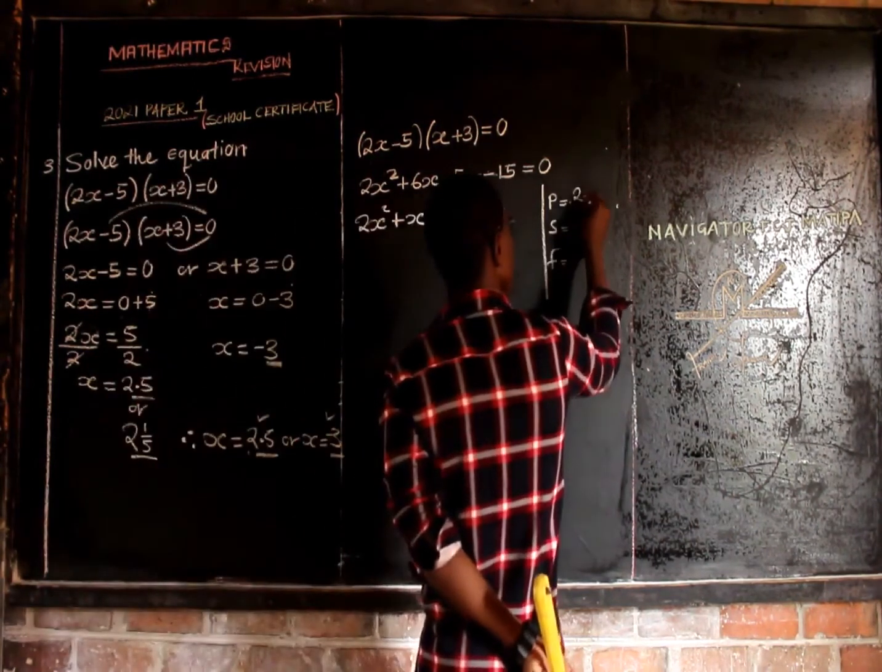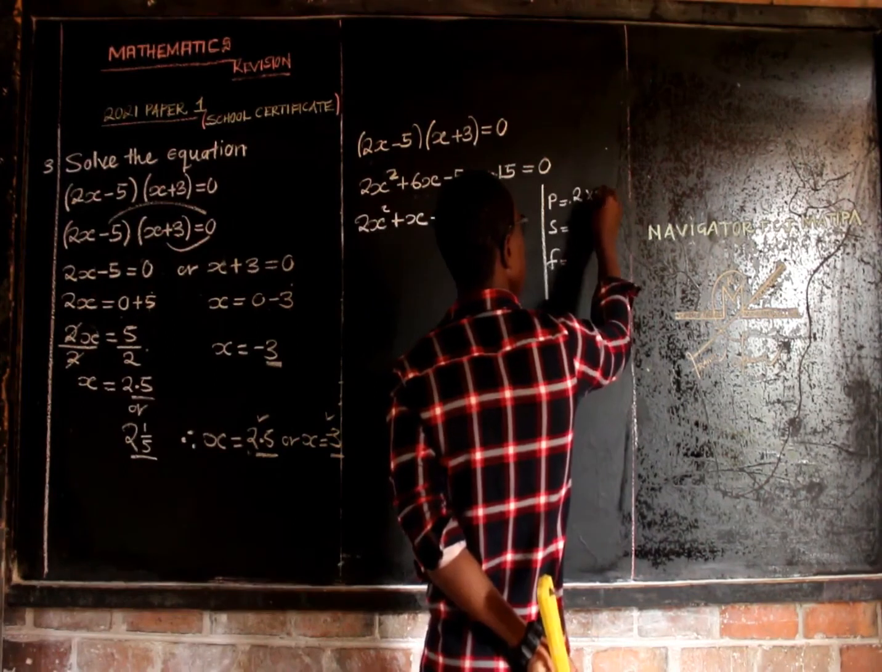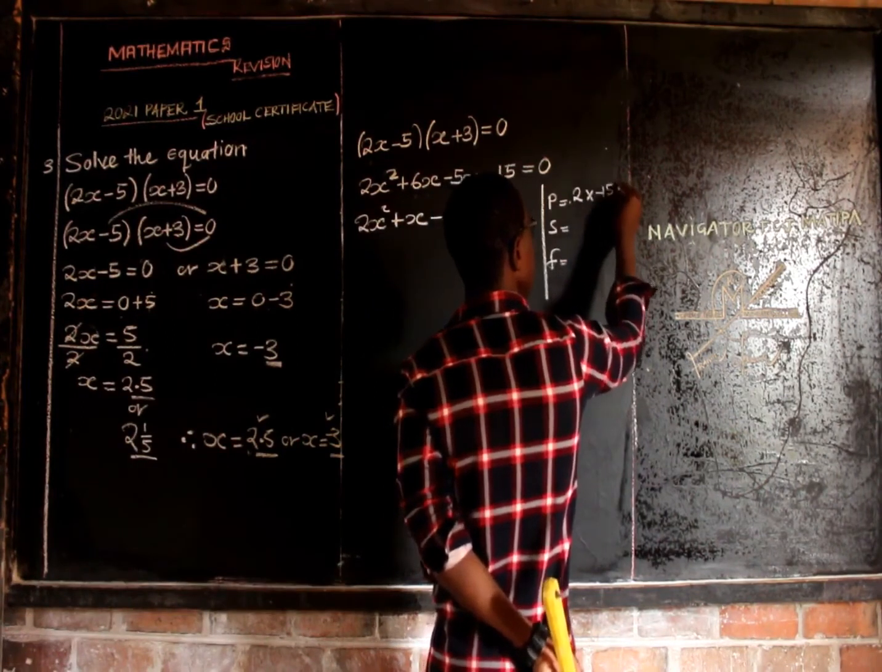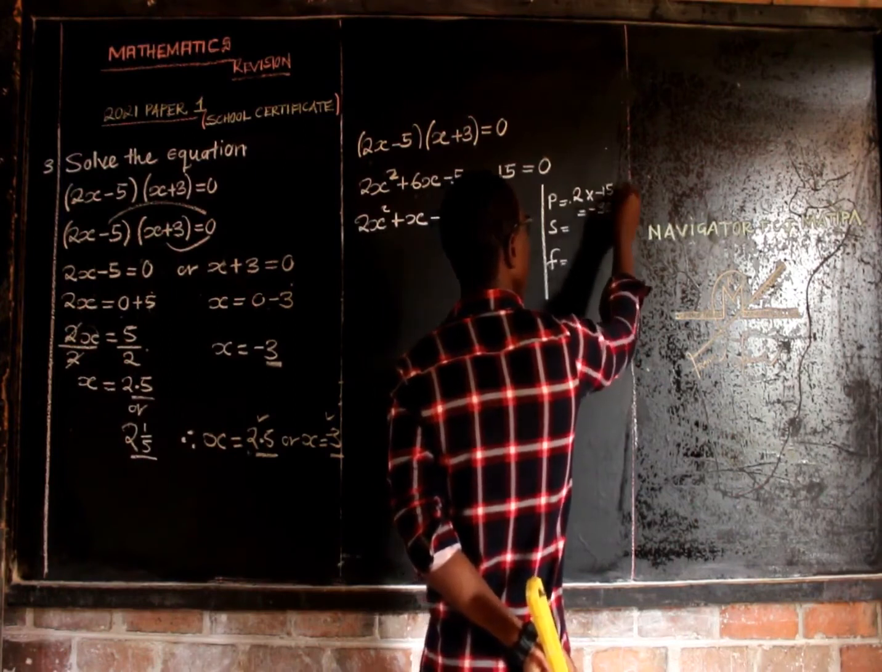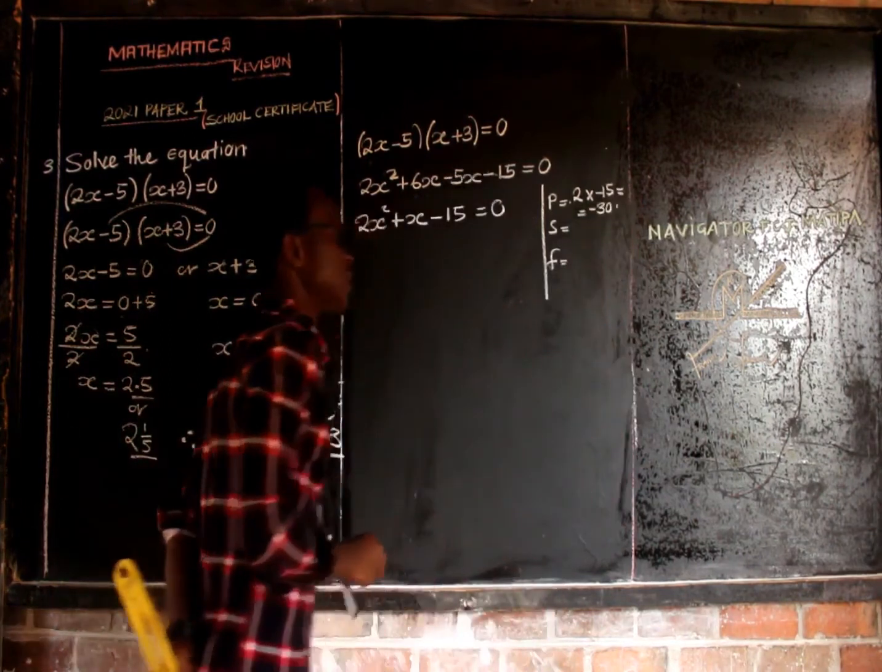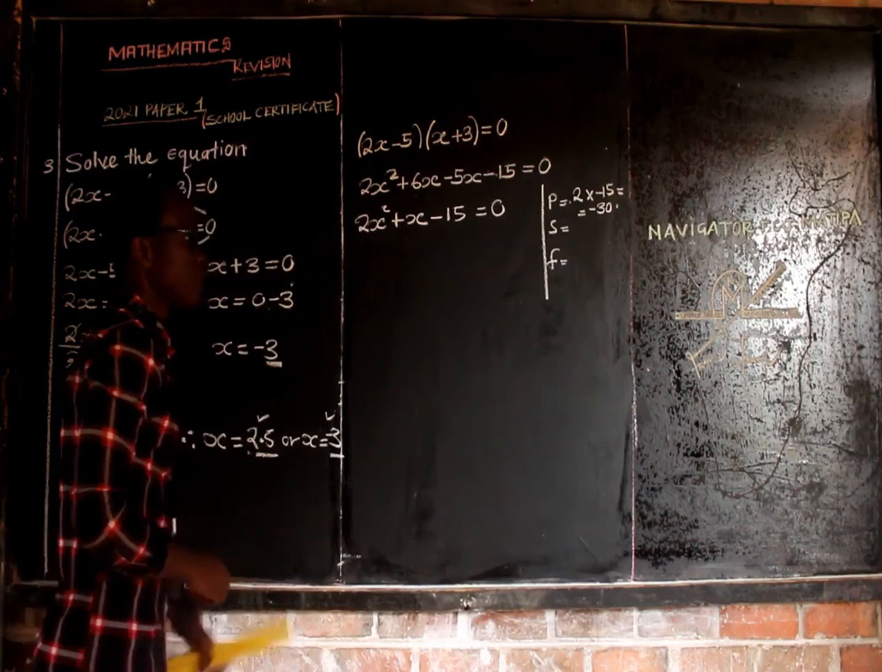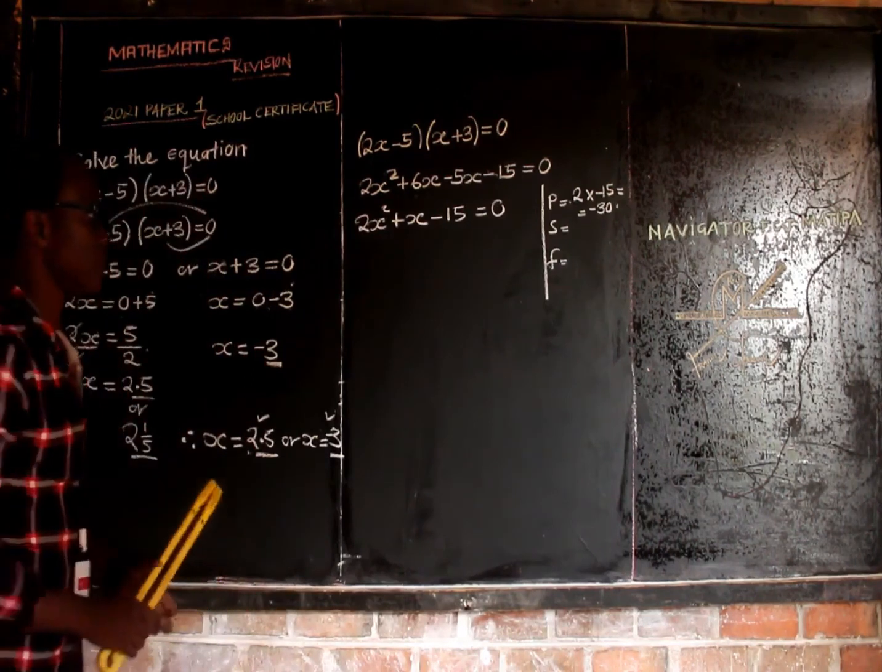Okay, so we say 2 times negative 15. What do you get? You get negative 30. Okay? Then the sum. Let us find our sum.